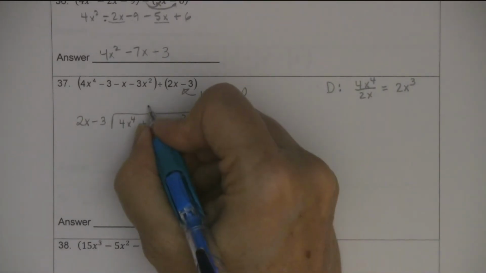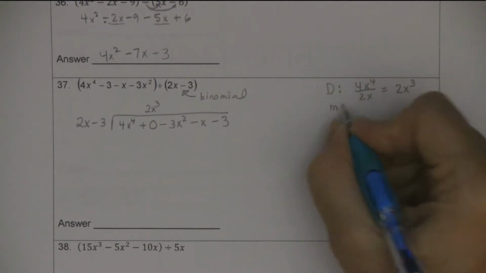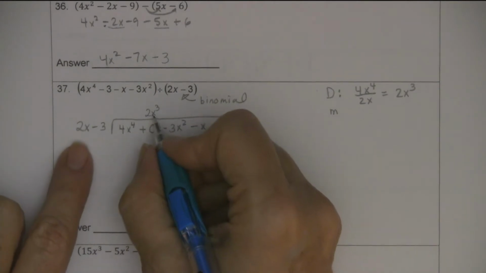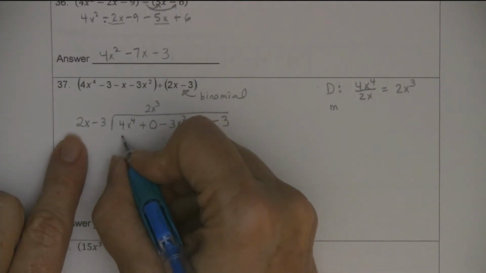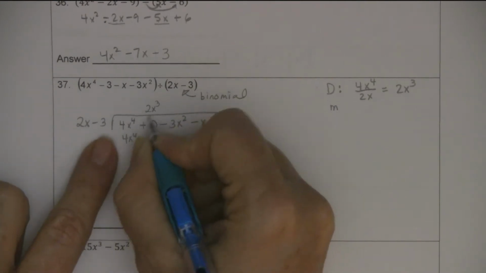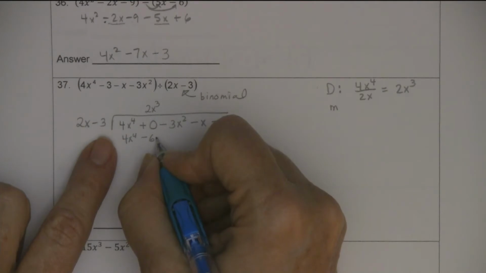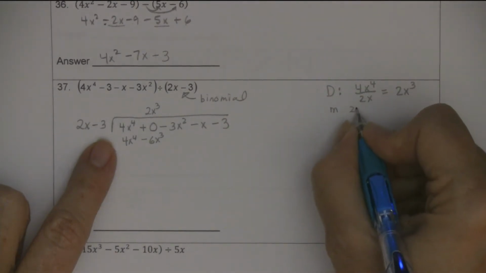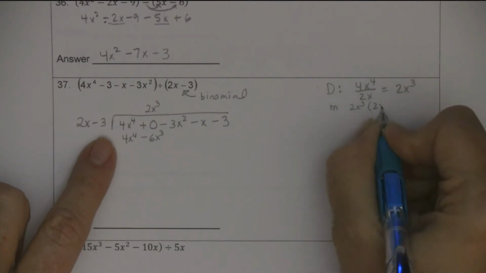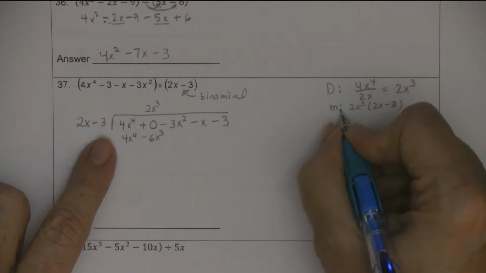So this is 2x to the 3rd. The next thing, I'm going to put that right here, 2x to the 3rd. The next thing is to multiply. And when I go to multiply, I'm going to multiply this times this and this times this. So I'm going to get 4x to the 4th, and I'm going to get minus 6x to the 3rd. Then when you multiply, you're multiplying 2x to the 3rd by 2x minus 3. I just want to write that so that everyone knows that's what we did, right?